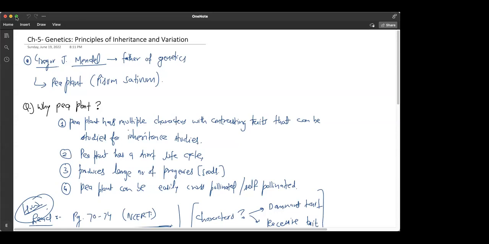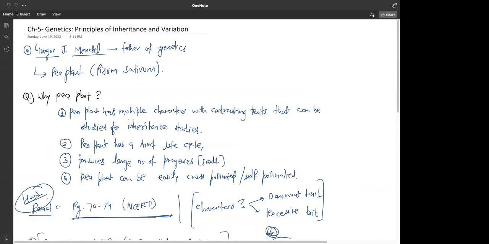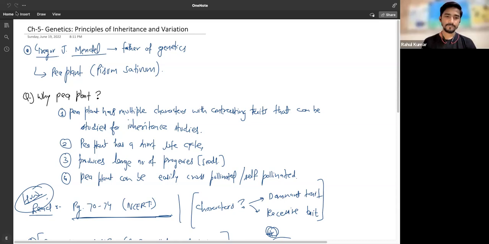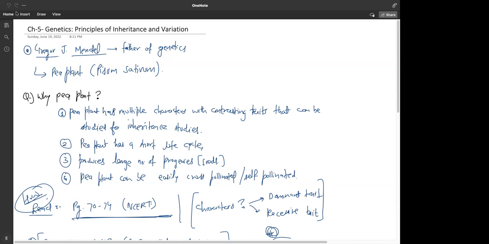Study more characters. The pea plant also has a short life cycle, which means he could study a greater number of generations in a short period. Then he chose it because it produces a large number of seeds. That means more progeny. He also chose it because it can be easily crossed or self-pollinated.